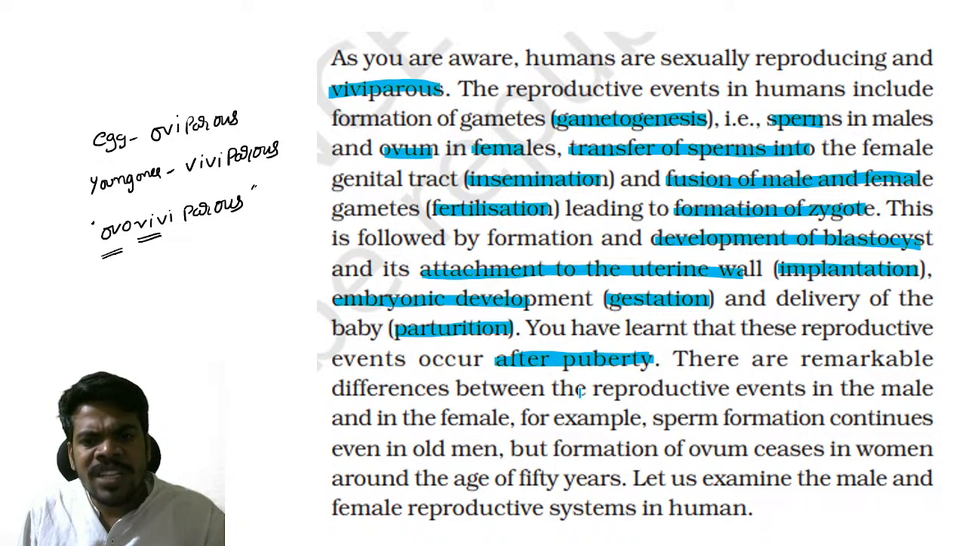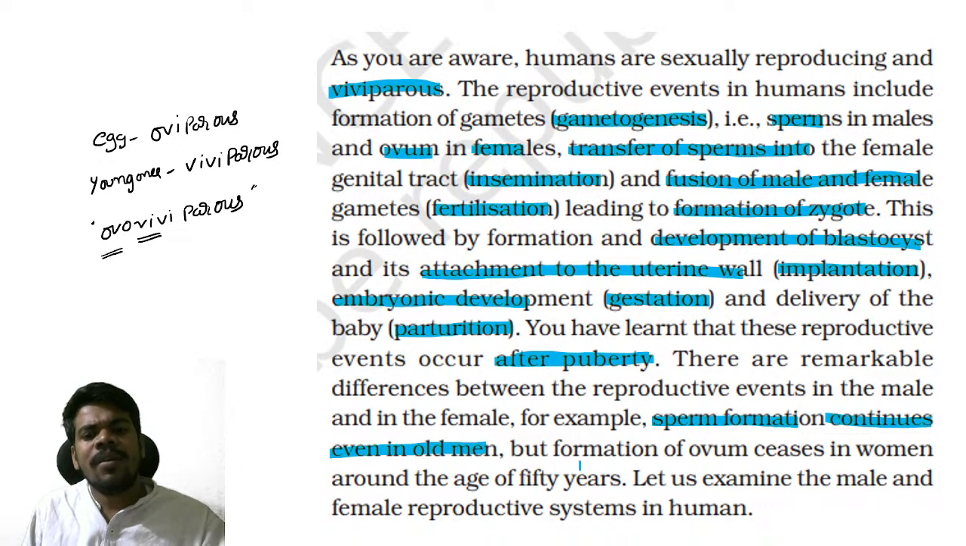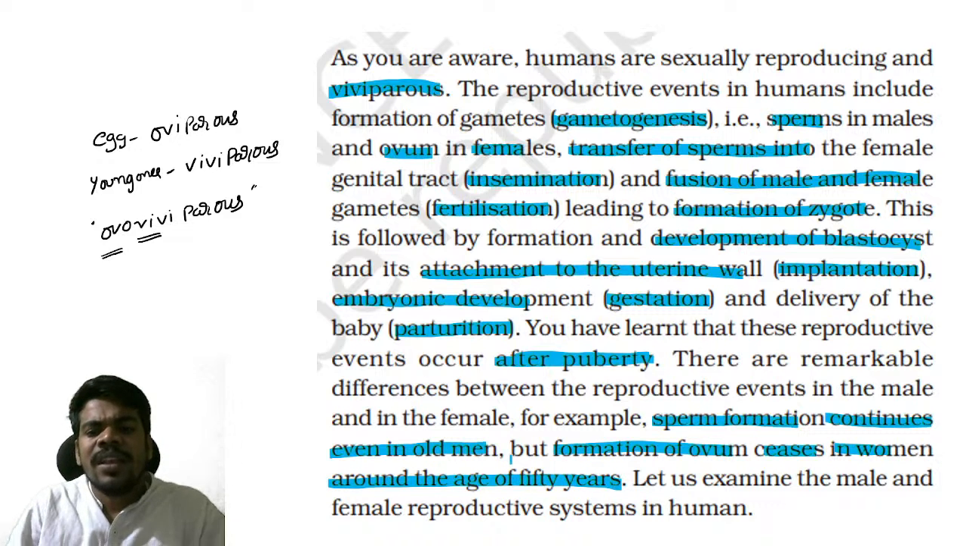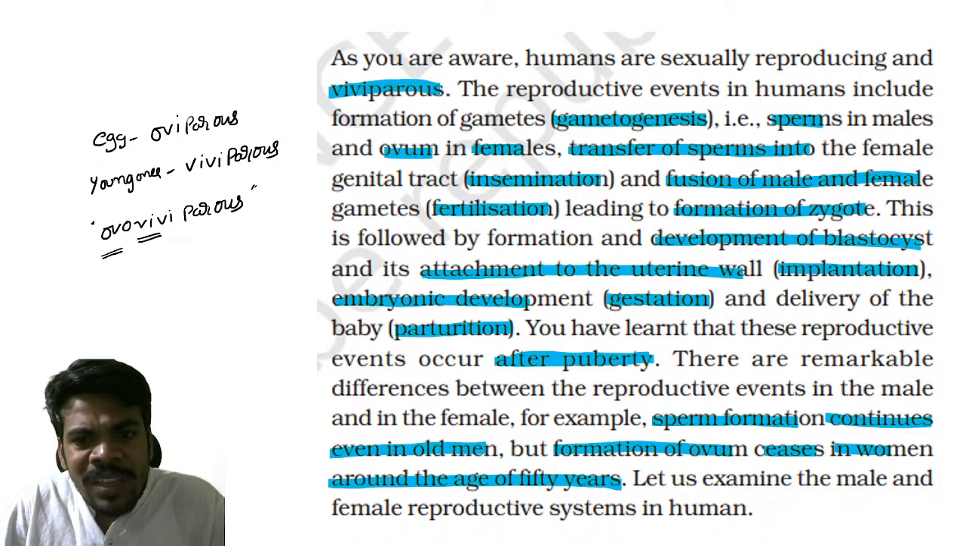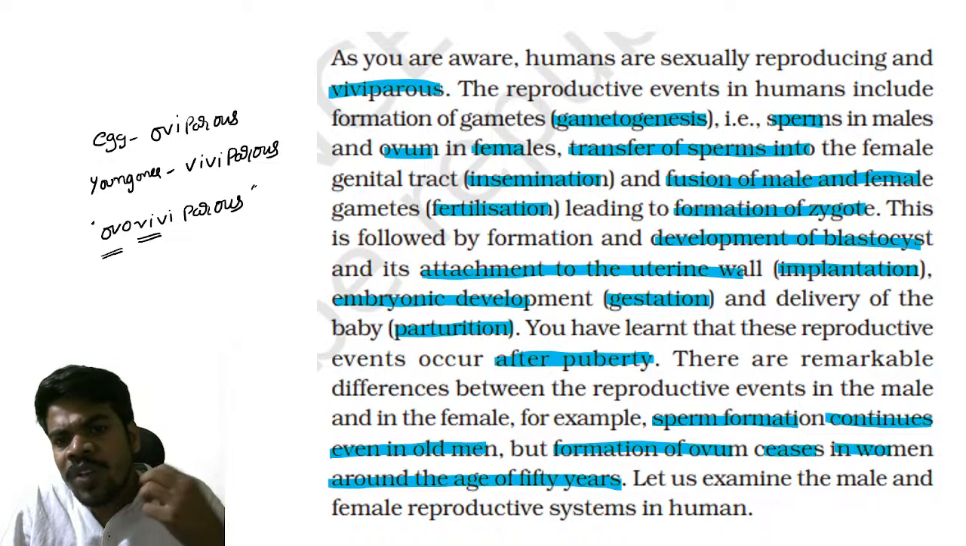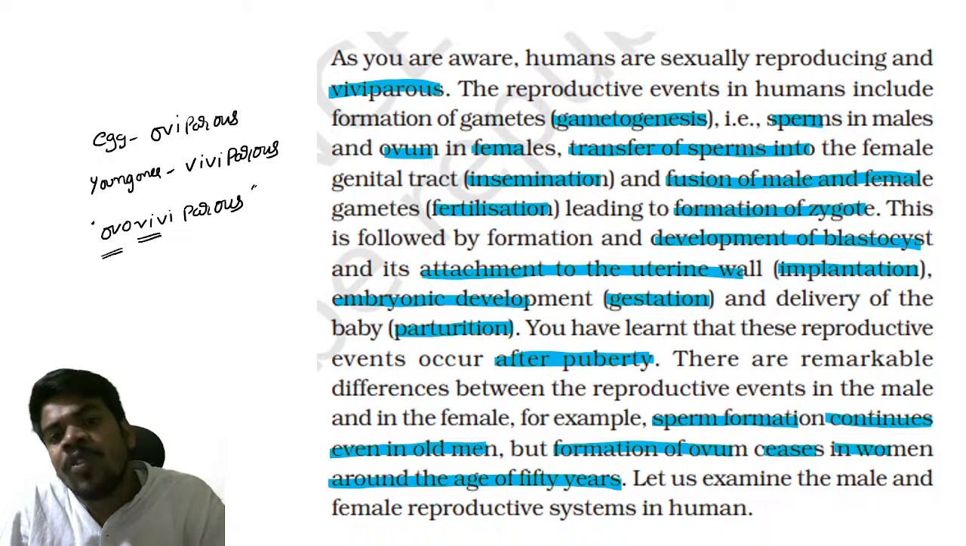The remarkable differences between the reproductive events in the male and female. For example, sperm formation, very important. It continues. Sperm formation continues even in old men, but the release of ovum, that is called ovulation, ceases in women around the age of 50 years. The formation of ovum is already stopped before the birth actually.